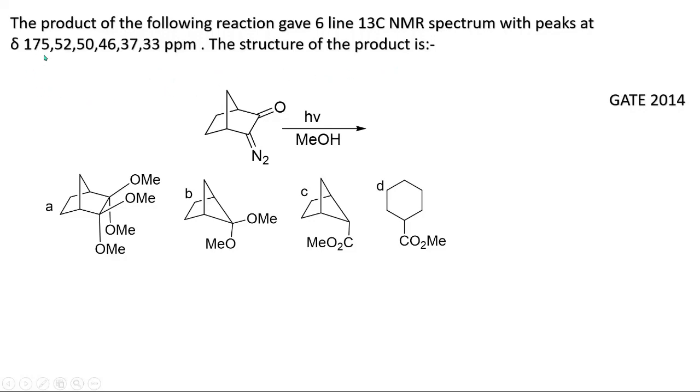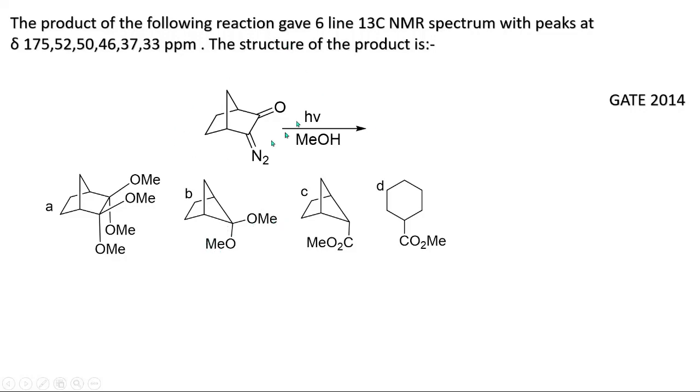So they have given 6 signals in 13C NMR. If you see all the options, we have 6 types of carbons: 1, 2, 3, 4, 5, 6. If you have a problem with this molecule, this OMe has a different environment and this OMe also has a different environment. So these two are different carbons.